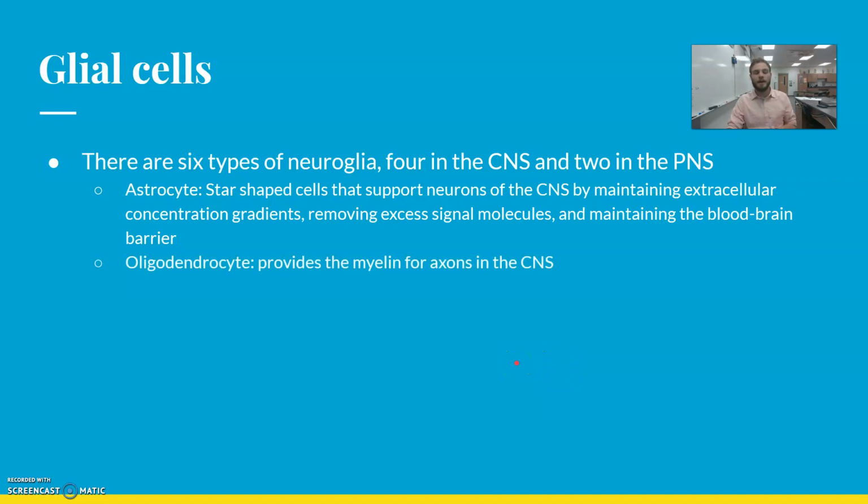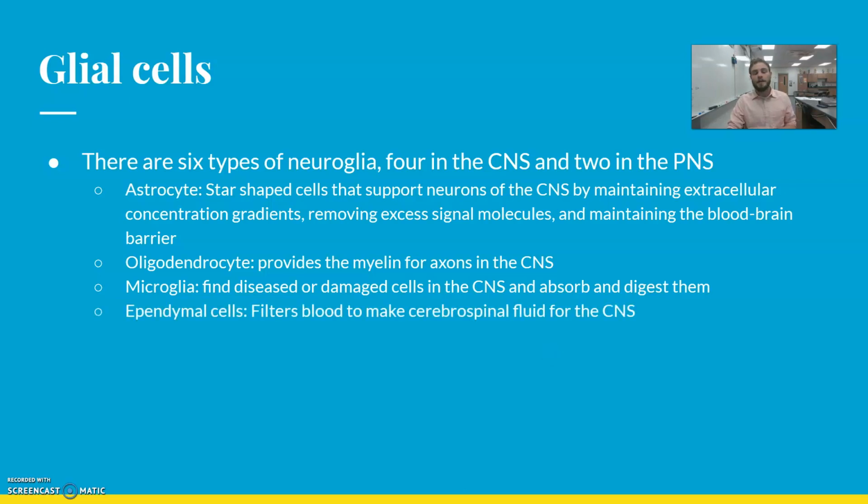Oligodendrocytes are going to provide myelin for the axons. Remember, those axons are coated in myelin. Microglia are very, very small. Their job is kind of to act like a white blood cell to find disease or damaged cells and basically get rid of them. Ependymal cells are going to filter blood and make cerebrospinal fluid, which is found in the CNS.